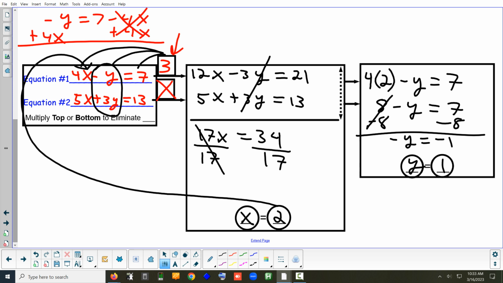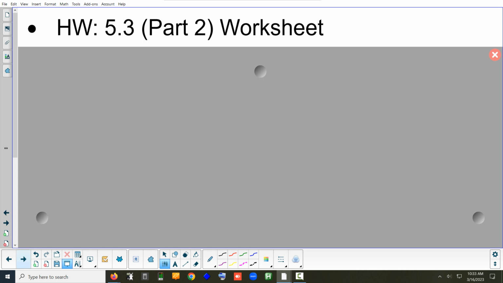So the homework tonight, some of you already did the first question. Just finish worksheet 5.3 part 2.